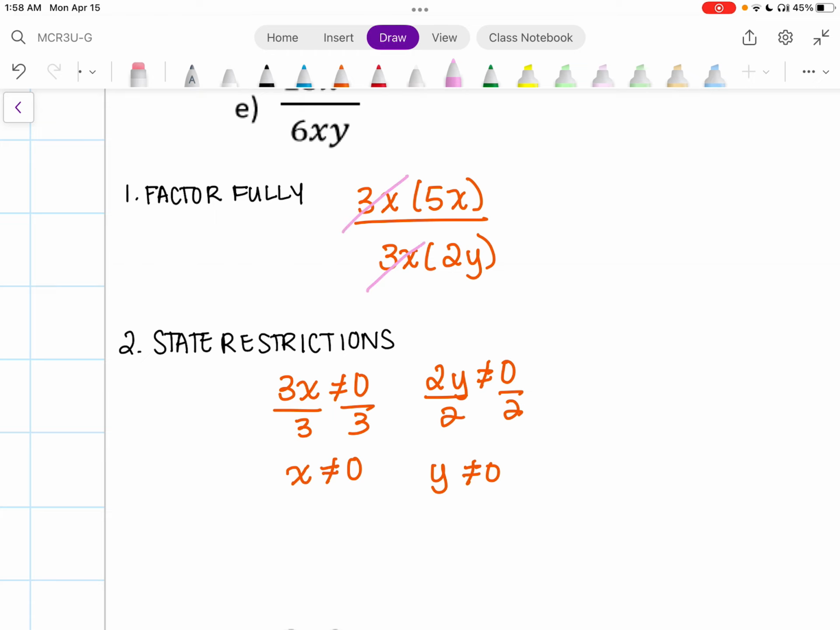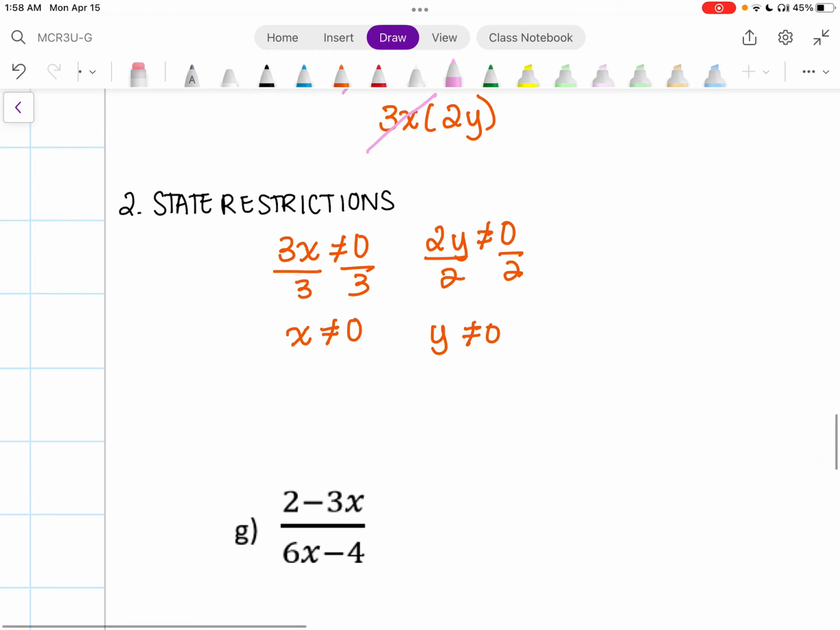Then we're simply going to go back and divide out and simplify, and cross this 3x out. I'm left with 5x over 2y. And I'm always going to say, therefore 5x over 2y, such that x cannot equal 0 and y cannot equal 0.